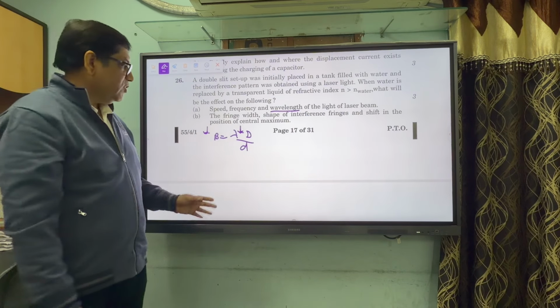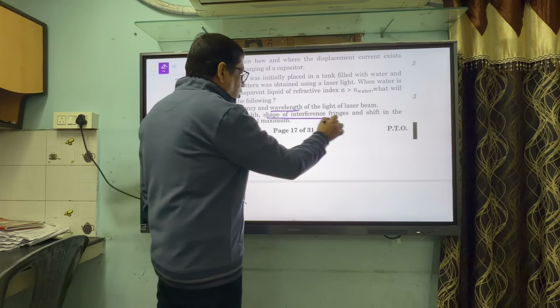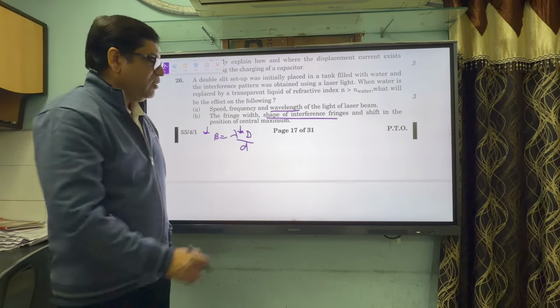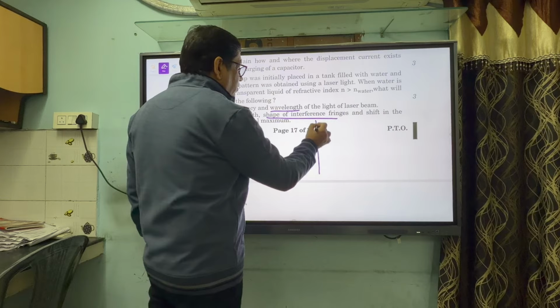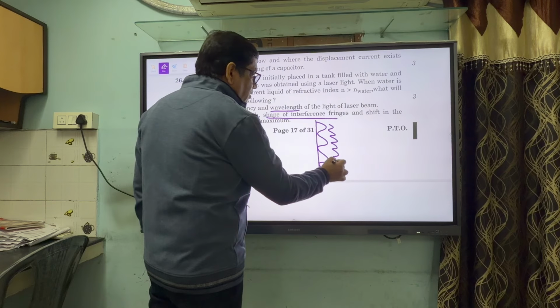Since wavelength is decreasing, fringe width will also decrease. Shape of interference fringes will not change, but they will contract. Suppose earlier the fringes were forming on the screen like this, now their width will decrease a little, like this.